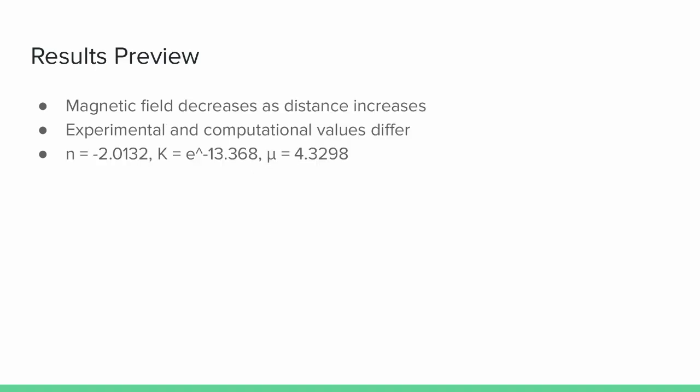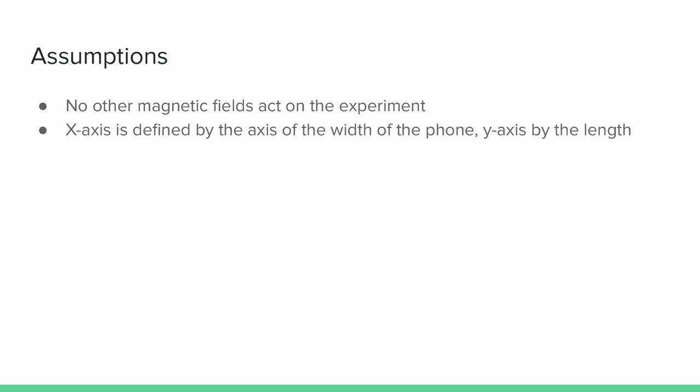A preview of the results showed that the magnetic field does indeed decrease as the distance increases. However, the experimental and computational values received in this experiment differ. The n value we got was negative 2.0132, the k value e to the power of negative 13.368, and mu as 4.3298. These values and what they mean will make more sense as we get into the experiment itself.